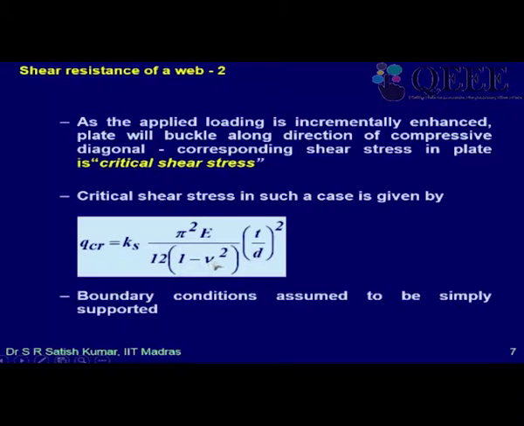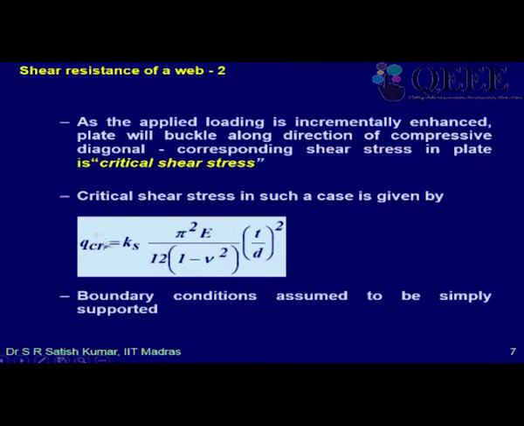by 12 into (1 minus nu squared), where nu is the Poisson's ratio, because the plate is now under stretching in one diagonal and compression in the other diagonal. So there will be a Poisson effect coming and it will shrink. That is the nu, which is 0.3 for steel. E and nu are material constants, and fortunately they are independent of the yield stress of the steel. So once I say steel, it doesn't matter whether it's mild steel or high strength steel. E will be 2 into 10 to the power 5 and nu will be 0.3. So you don't have to worry about the grade of steel.